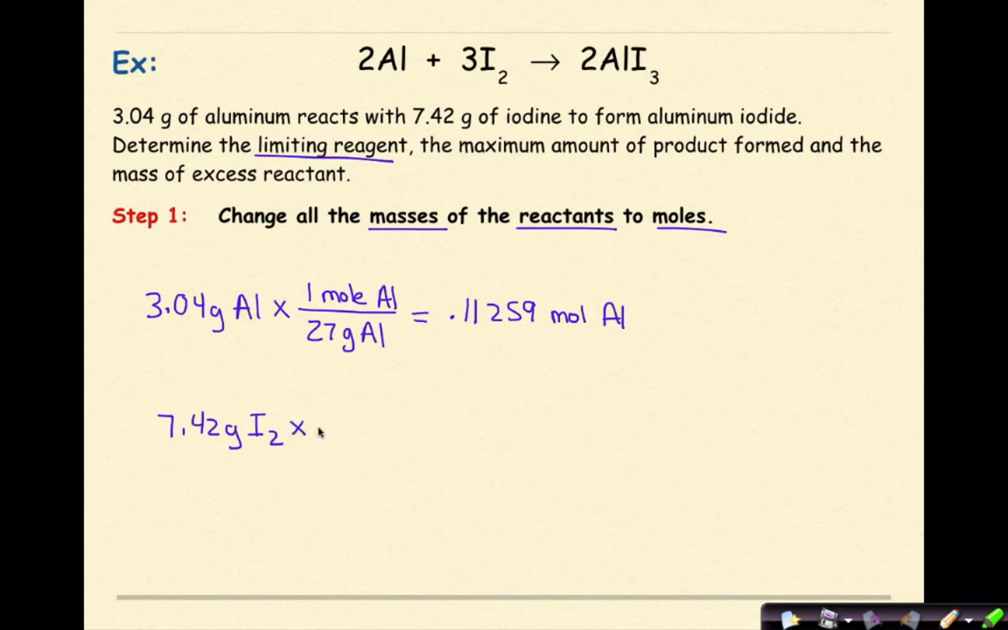Then I'm going to do the same thing to iodine here. So multiplication sign and a line. The gram formula mass of I2 is 254 grams of I2, and that is equivalent to 1 mole of I2. So if I do the math here, I'm going to get 0.0292 moles of I2. So step 1 is converting our given masses of our two reactants into moles.